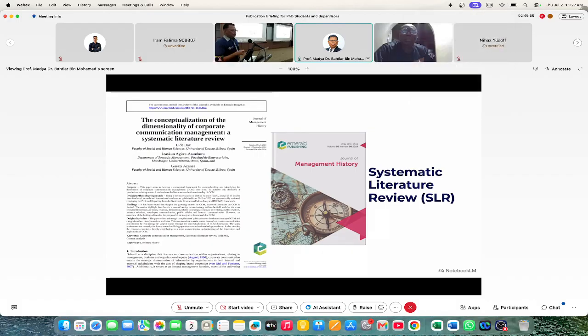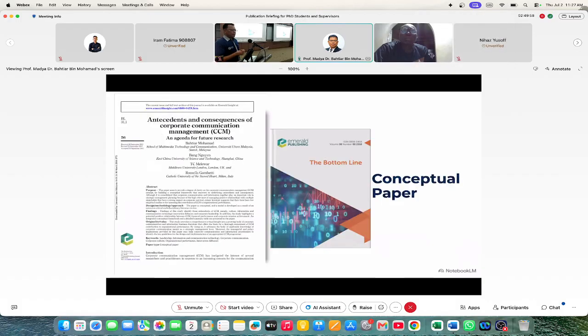And the third one is the conceptual paper. This one is my paper, a conceptual paper. Here we propose the framework for the future agenda. That means after I wrote chapters 1, 2, and 3, I had the framework. Then before I collected the data, I proposed this framework for the future agenda of the study. You can refer to this article if you want to see the pattern and technique for writing a conceptual paper.